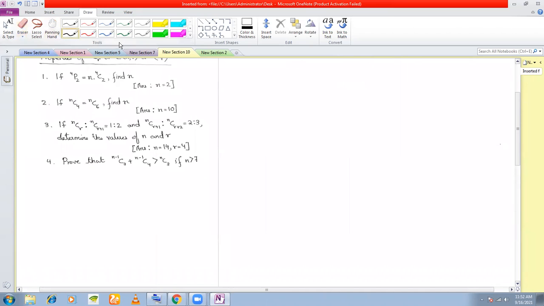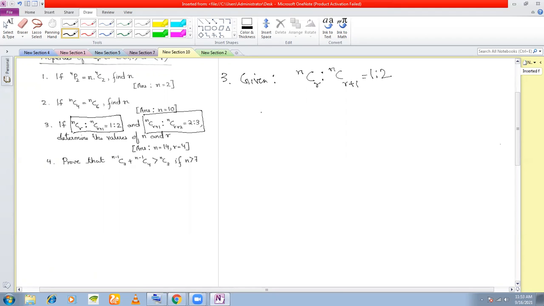Number 3. Given here is nCr is to nCr plus 1 is equal to 1 is to 2. Okay, and another condition is given. So what we'll do is we'll first work out this nCr is to nCr plus 1. In fact, what will happen is that if you put the formula here, you'll get one equation from here, and you will get one equation from here. You'll get simultaneous equations which you can solve to get the values of n and r.